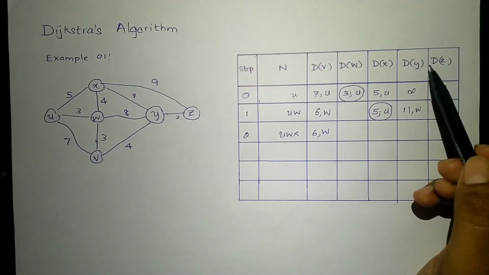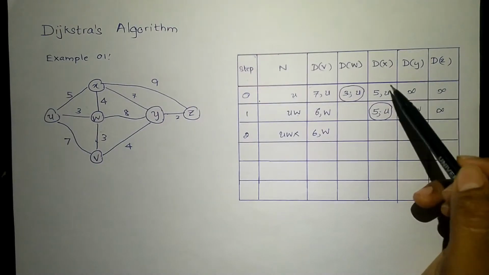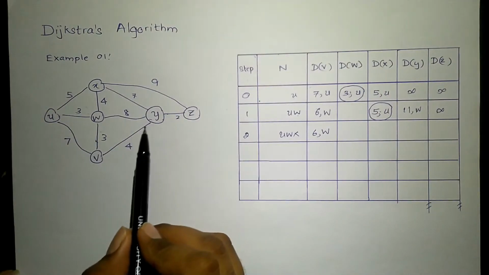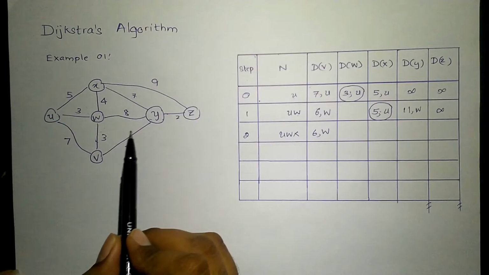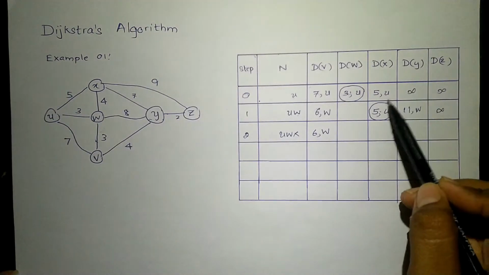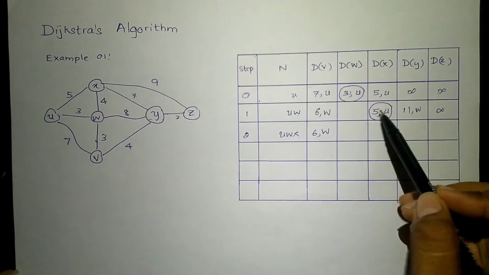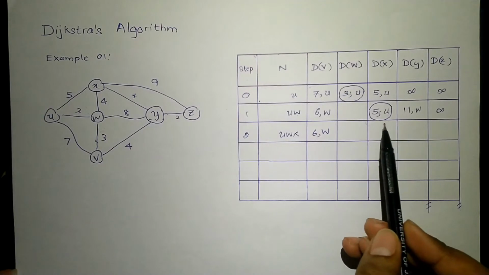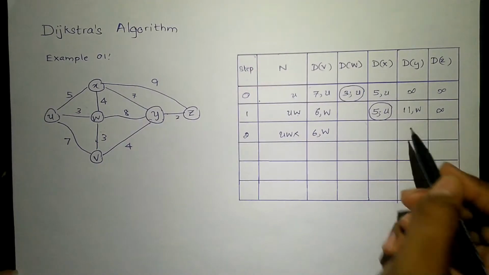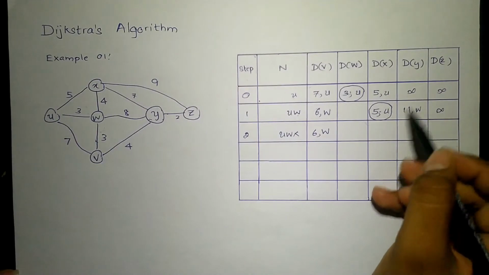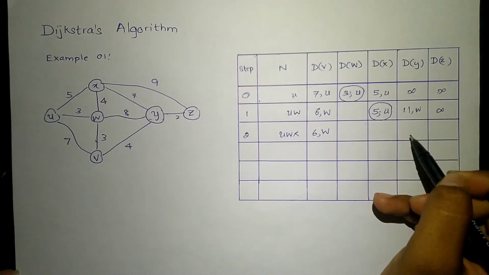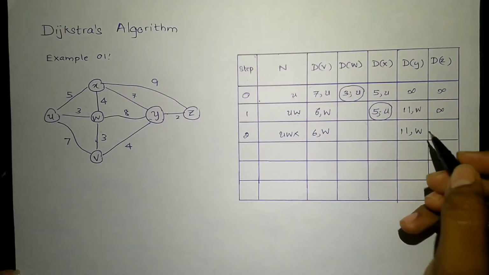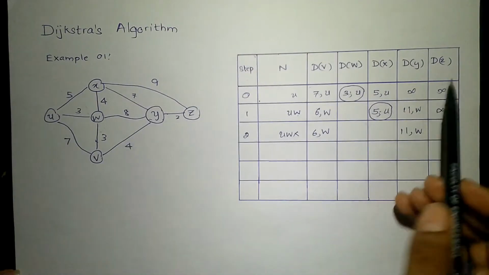Is there a connection to the Y from X? Yes, there is a connection. So let's calculate the distance. The cost to X is 5, and XY is 7. 5 plus 7 is 12, 12x. But 12x is greater than the previous value, so we never write that value and we repeat the previous value, 11w. And let's see whether we have a connection to z.